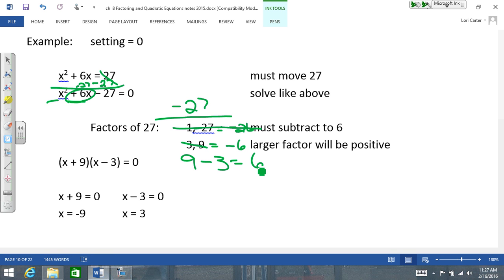What do I do with the x plus 9? Set it equal to 0. And x minus 3 also has to be set equal to 0. How do I solve? You gotta subtract the 9. Wait, you don't really have to do that. You don't? No. Why not? Because all you really need to do is switch the plus and minus.